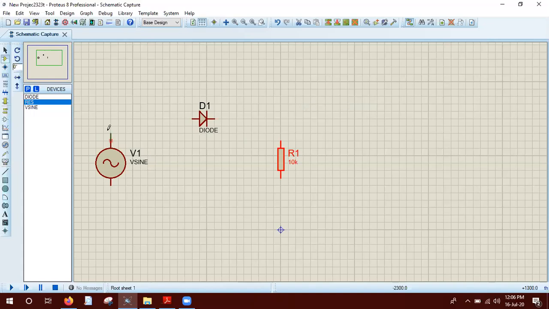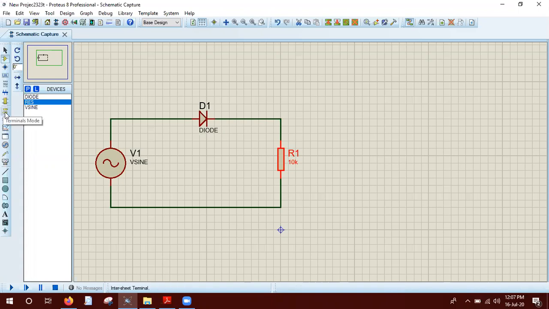Now we will connect together, from one side to another side. Okay, we connected. My students, we connected already. Next, we need a ground for this output. So go to the terminal mode, find the ground, and place that ground here. So it's connected. It's done.